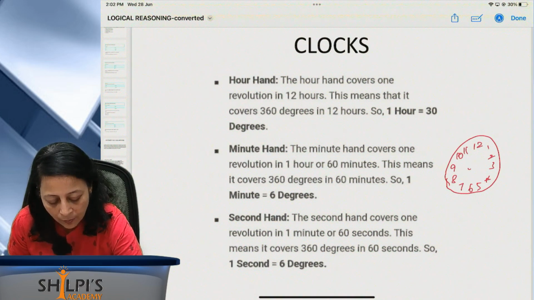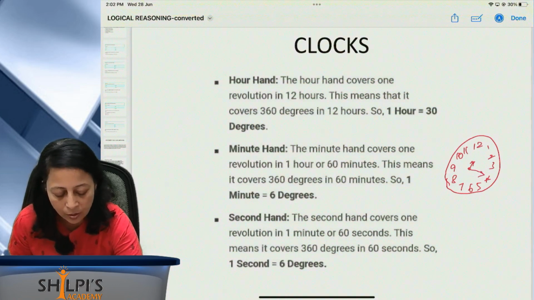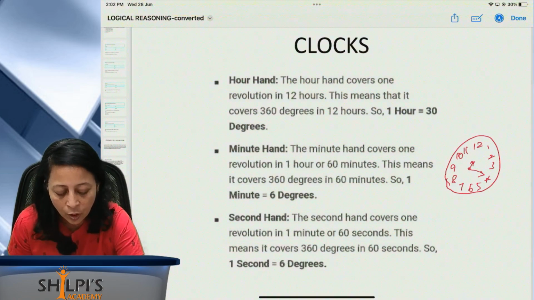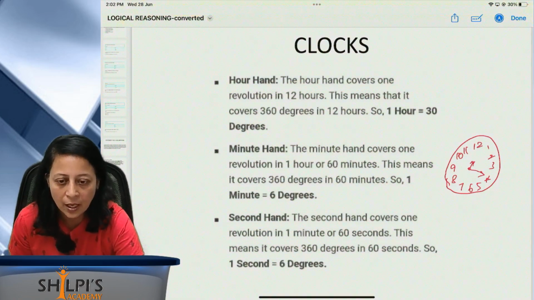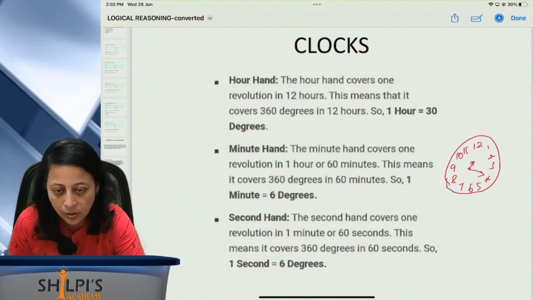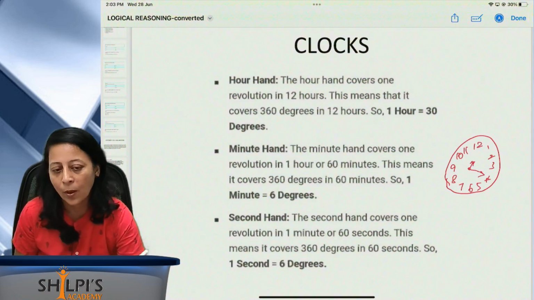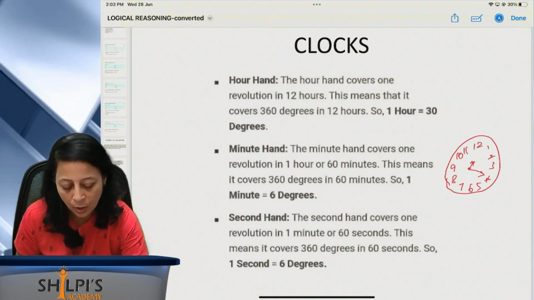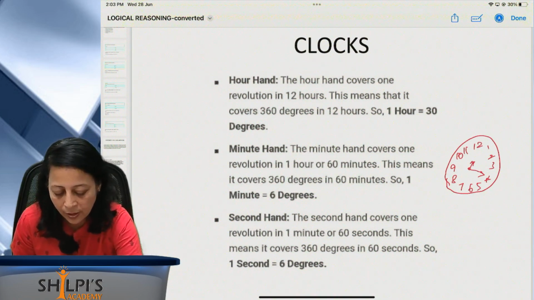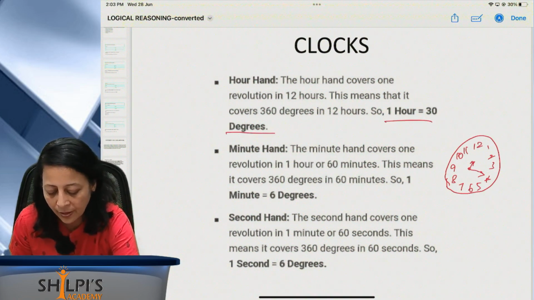Okay, so here you will be having one hour clock, one minute clock, one second clock, which shows seconds. So this hour clock, which is a small one, covers 1 revolution in 12 hours. Okay, so 12, then 12. So 1 hour is equivalent to 30 degrees. So to cover 1 hour it takes 30 degrees.